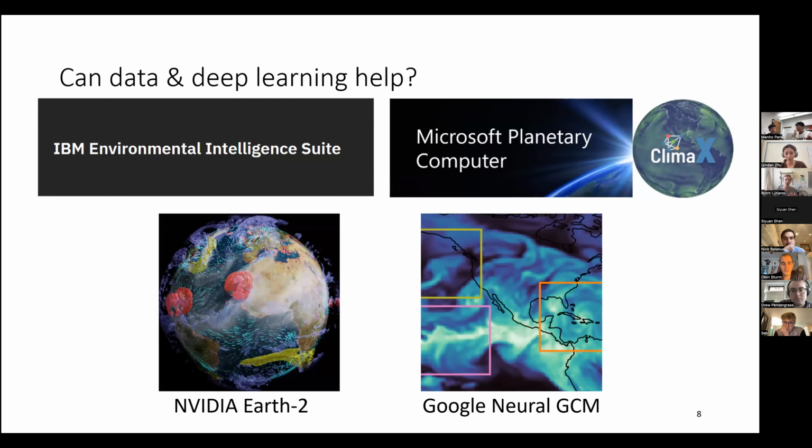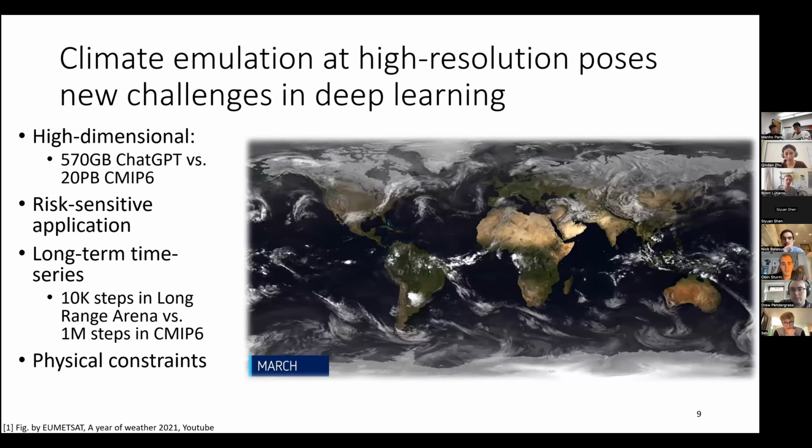So in this emulation, there is now more and more attention from Google, IBM, NVIDIA, Microsoft, that all have their climate teams thinking about whether data and deep learning can help, and they're developing the biggest models on it. They're partially interested in this because climate emulation does pose very new challenges in deep learning. For example, it's a very high-dimensional task. The first ChatGPT, GPT-3, was trained on 570 gigabytes of data, whereas just one data set from the Earth Sciences, the CMIP6 data set, which contains climate simulations, is 20 petabytes large.